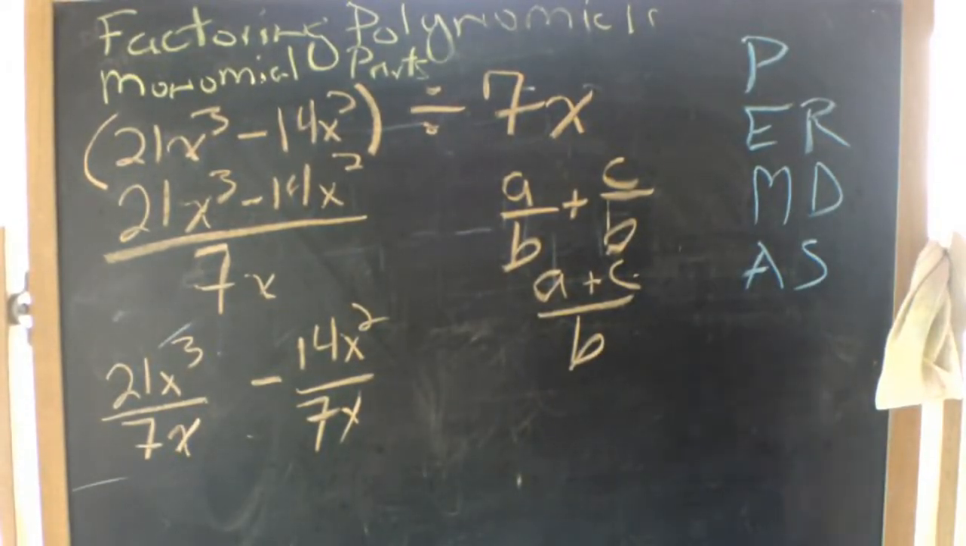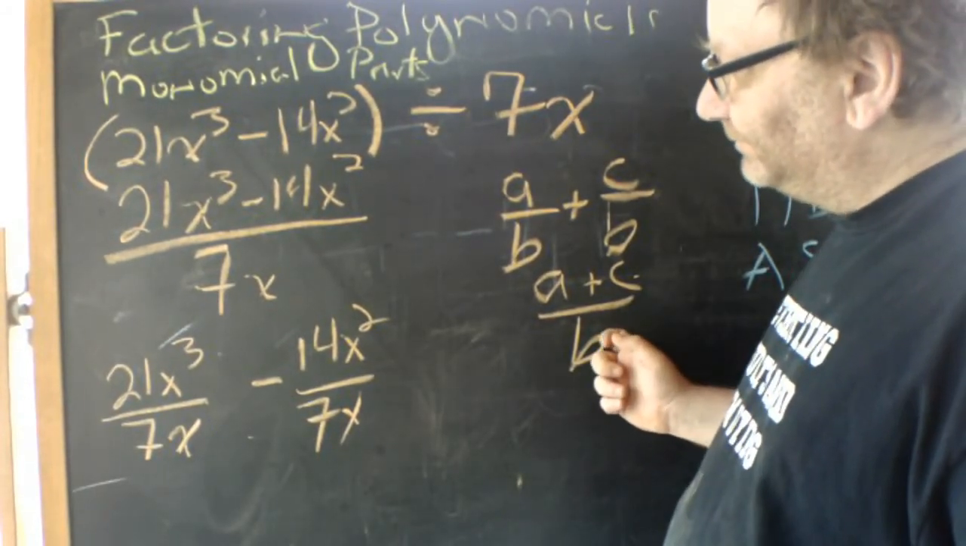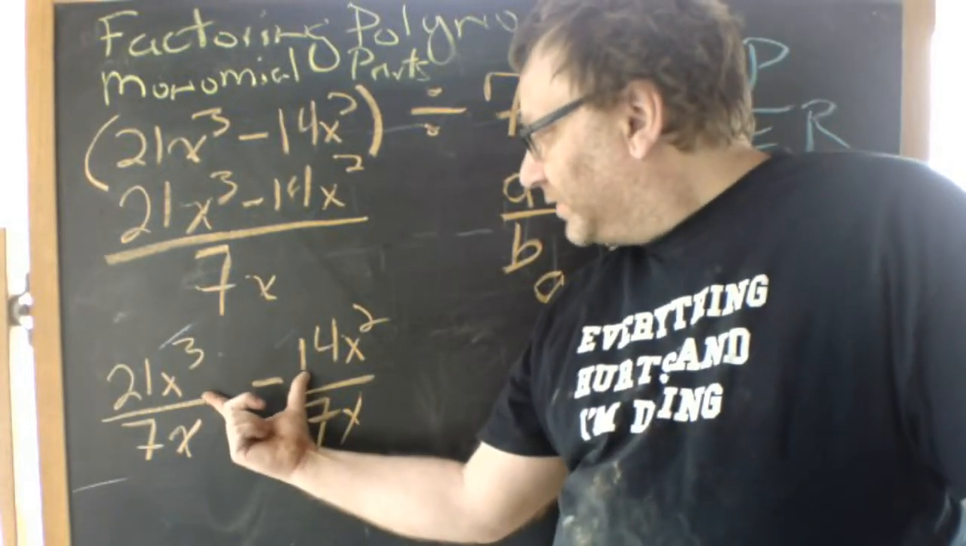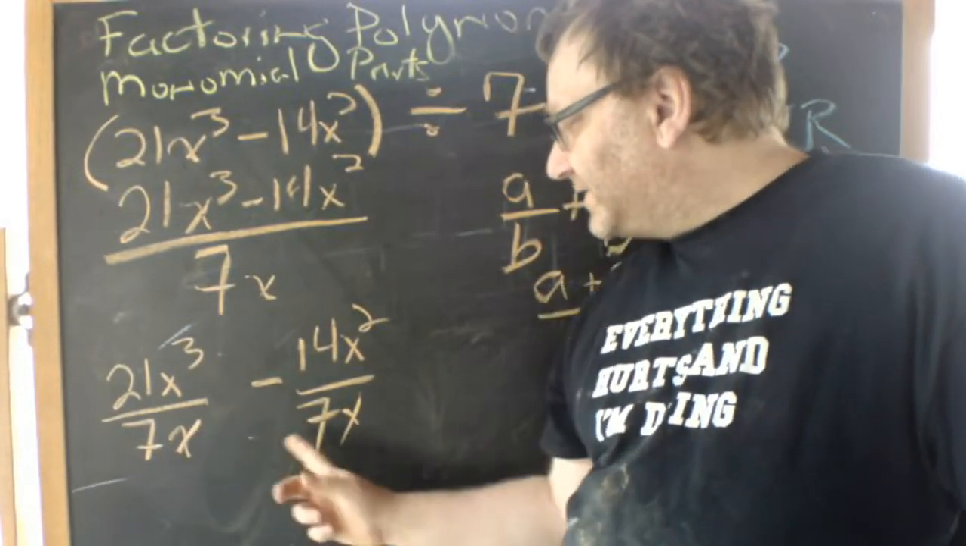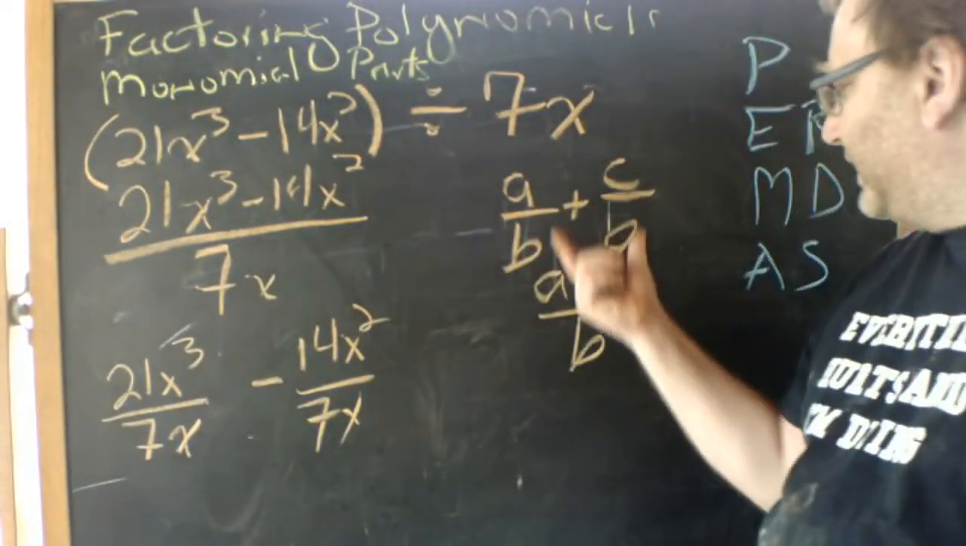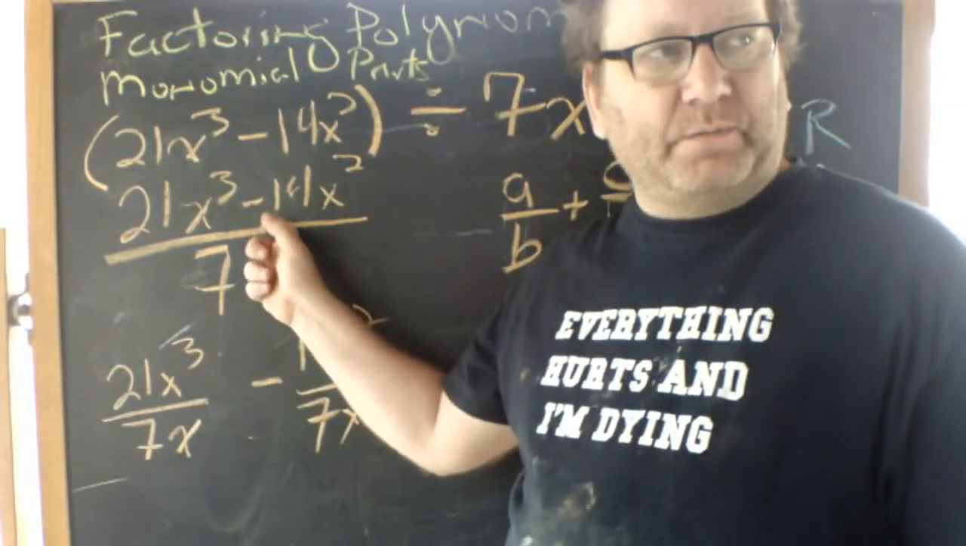I'm breaking it apart. I'm reversing what we would have done with a common denominator. Convince yourself. If you were to see this, it has the same denominator, which means you can bring the numerators together over the same denominator. That takes you back up to here.